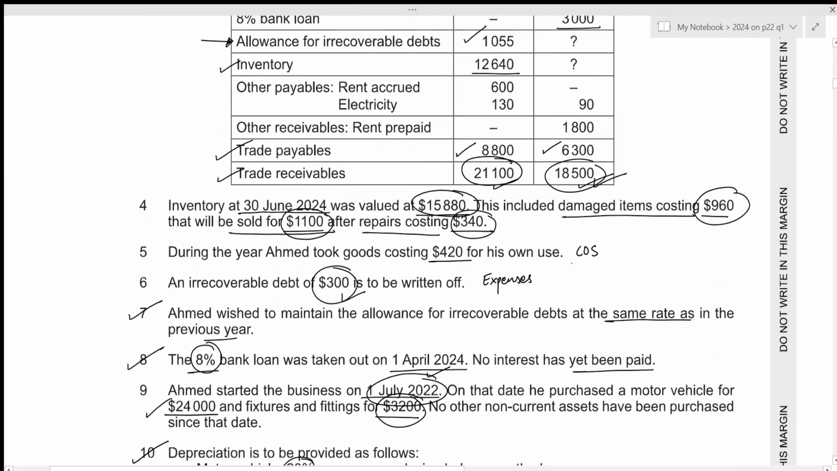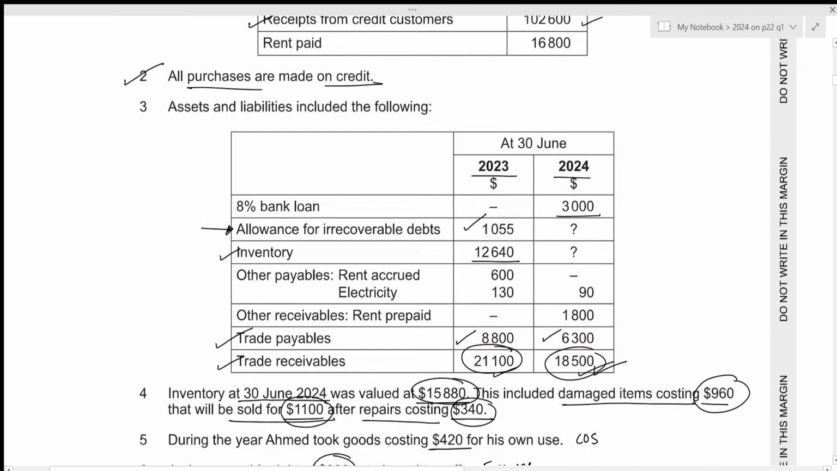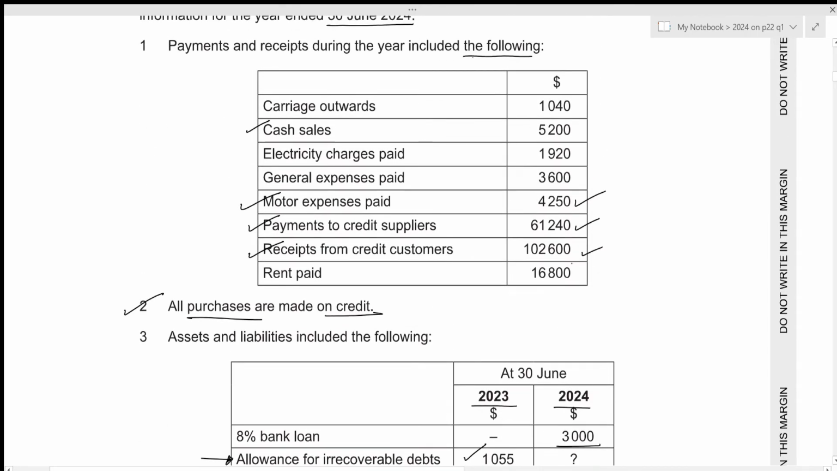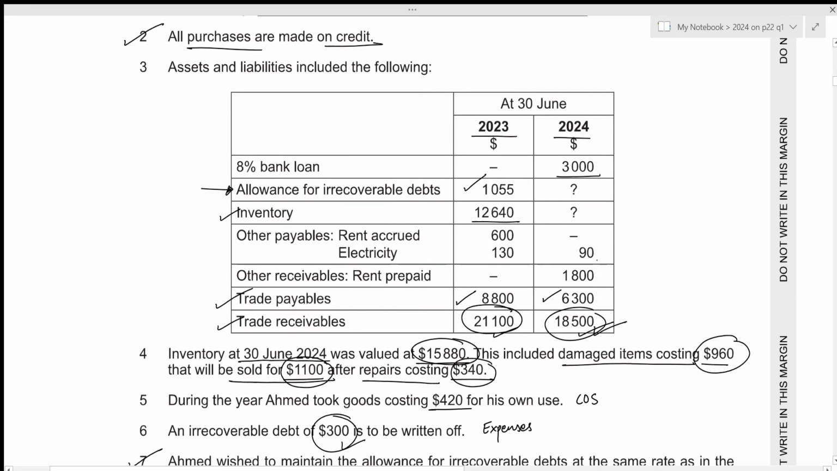Okay, now we need to calculate the correct amount for rent. So we always need to start with the amount that was actually paid. So rent paid in this case is 16,800. Then we can see that we have other payables. This is the rent accrued. So this is the rent yet to be paid. And we have rent accrued at the start of the year. So for accruals at the start of the year, we always subtract it, because this is the amount to be paid for the last financial period, not the current year.